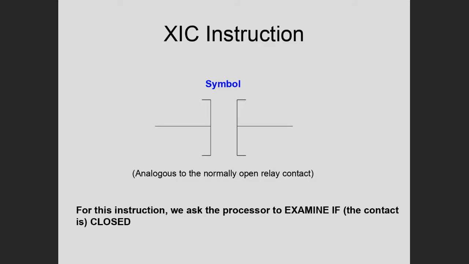So this is the XIC instruction. If you look at it, the symbol for this instruction looks kind of like a normally open contact. So they say this instruction is analogous to a normally open contact. It looks like it, but the XIC is called the examine if closed.